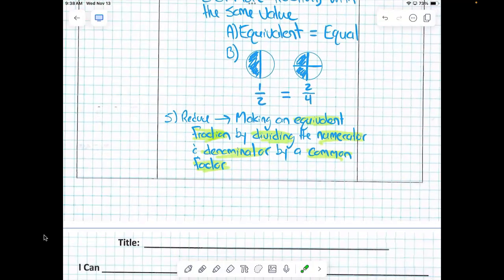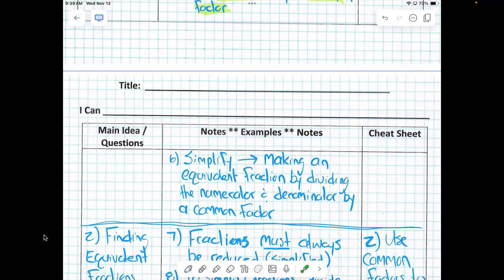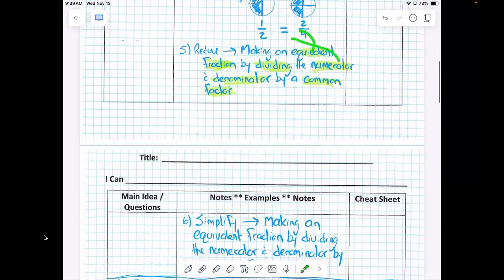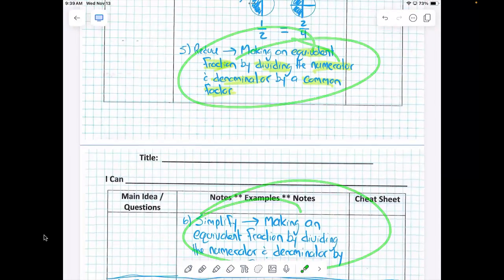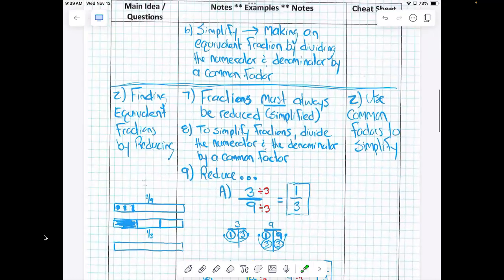What does reduce mean? To make what? Makes smaller. And what does simplify mean? To make what? To make easier or simple, right? So reducing and simplifying, if you look right here, this definition and this definition are the exact same definition, right? So they mean the same thing. Okay, so we were finding equivalent fractions by reducing or simplifying.